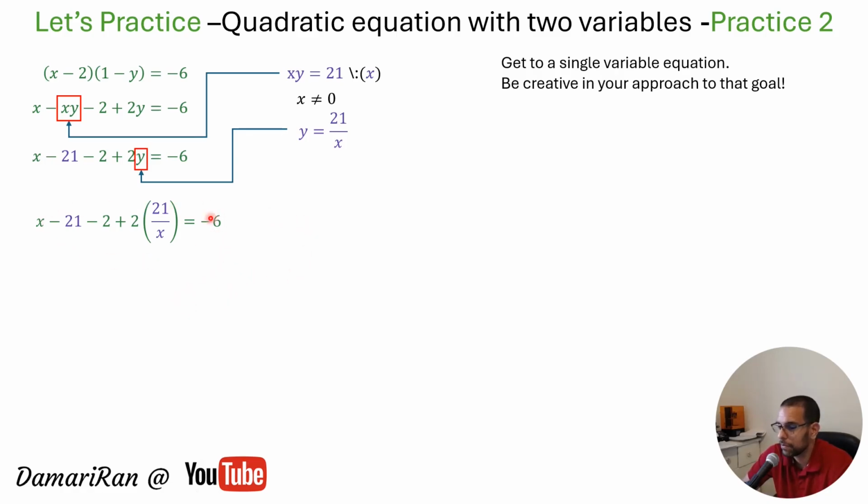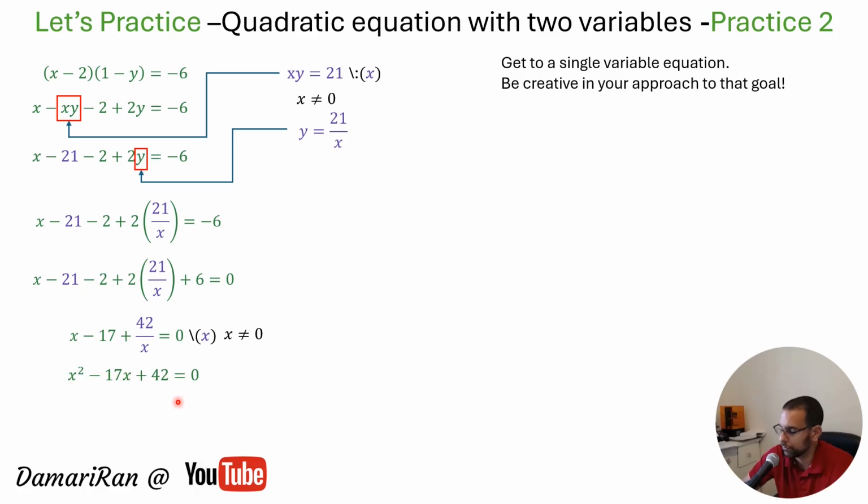Great. So I have this thing right here. Let's do some algebra. I took this -6 to the left, got this result. Now let's do some addition. I multiply 2 by 21, gave me this, -6, 4, and -2. And -21 gives me -17, and x is what we have here. Now I know that x is not equal to 0, so I can multiply all of this by x, and to get x squared minus 17x equal to 42.